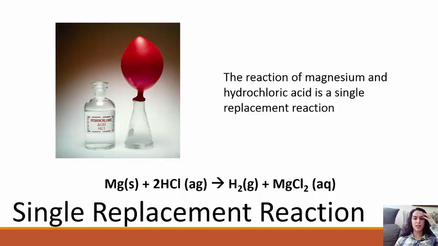Also, just as a side note, single replacement reactions are also known as single displacement reactions. So if you hear either name, they're referring to the same type.